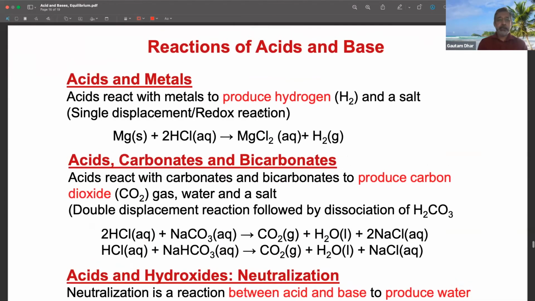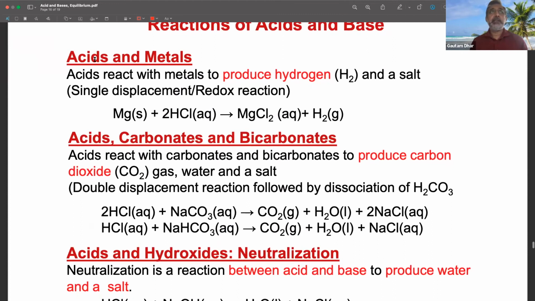Okay, so reactions of acids and bases. All acids react with metals. When you think of metals, think of reactive metals, those more reactive than hydrogen. If you look at the activity series, from single displacement redox reactions, the activity series means we can put the metals in order of their activity. Those metals above hydrogen in the activity series can react with acids to liberate hydrogen gas. That's the reaction. Acids have more reactions than the bases.